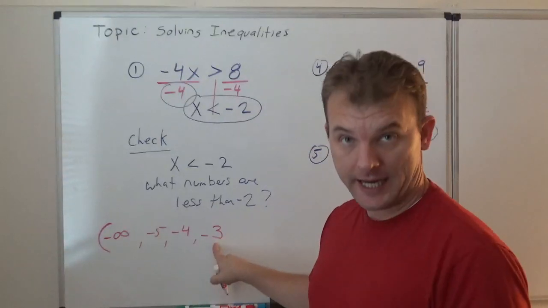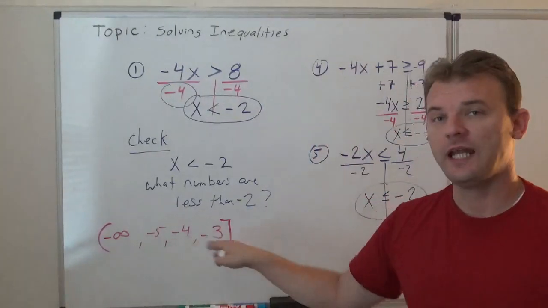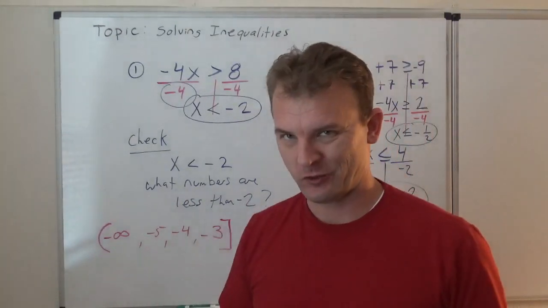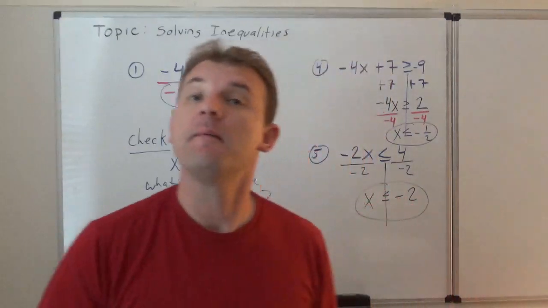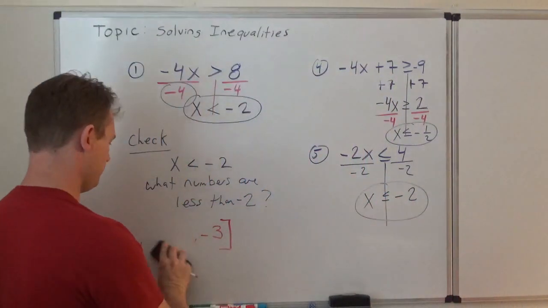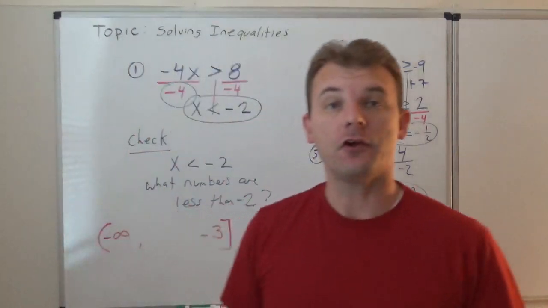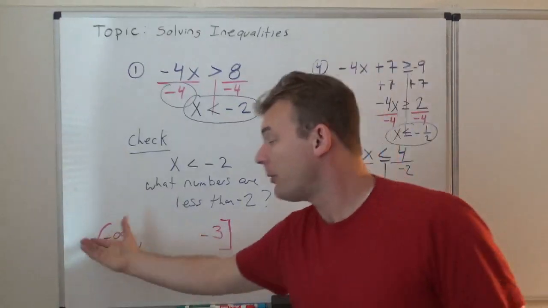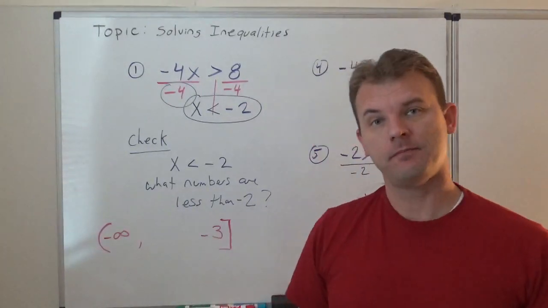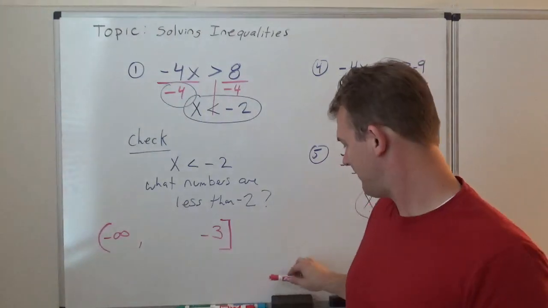But can we put -3 in there? Yes, we can. And there's where your interval notation comes in. Well, this is almost interval notation. I need to do one thing to make it properly interval notation. Take out the middle. And now if you put this together, that's your interval notation. Okay? So let's test this and check it.